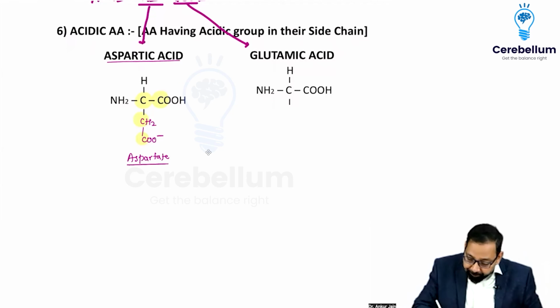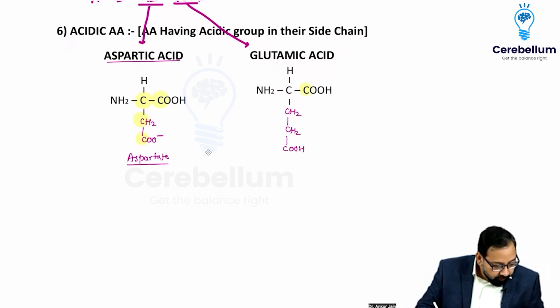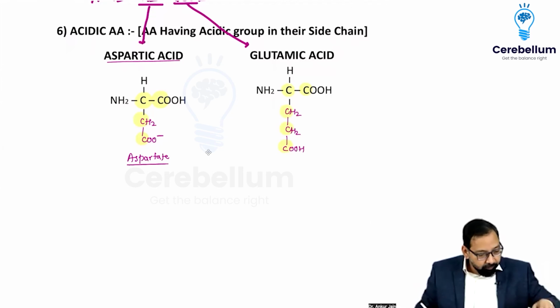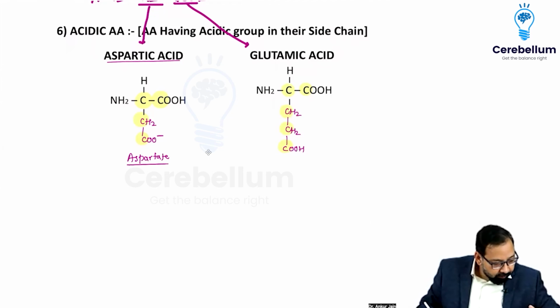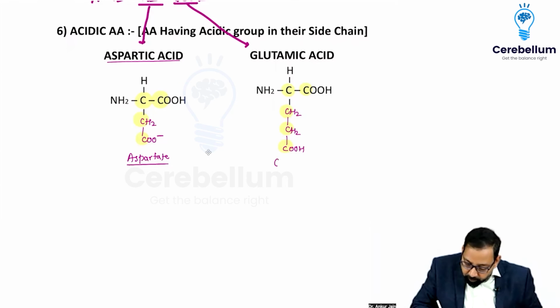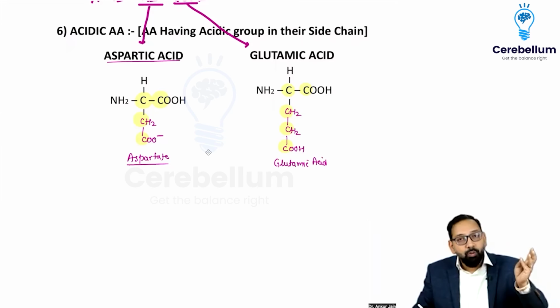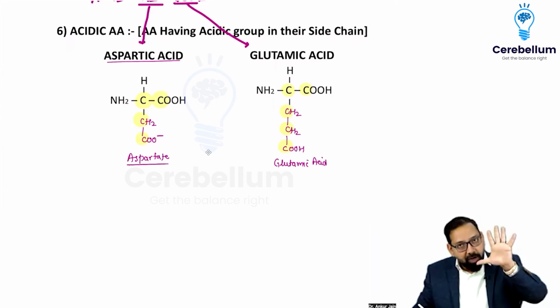In the same way, this is CH2COOH. How many carbon? Please do comment. 1, 2, 3, 4, 5. Yes, so 5 carbon atoms are there. So you will find that is glutamic acid. Glutamic acid, I told you. Glutamate, glutamine, glutamic acid, alpha-ketoglutarate. How many carbon? 5 carbon atoms are there.